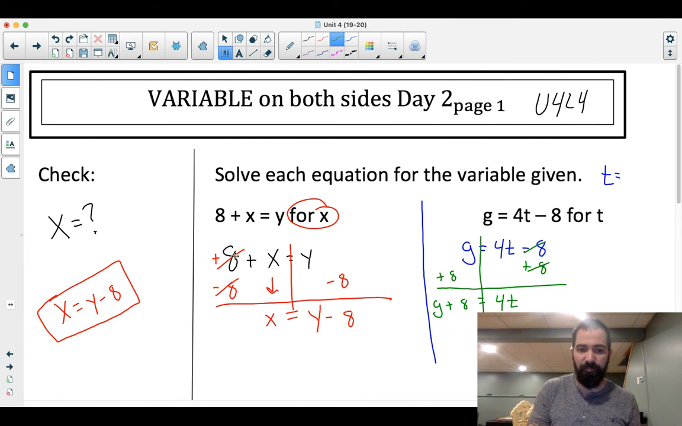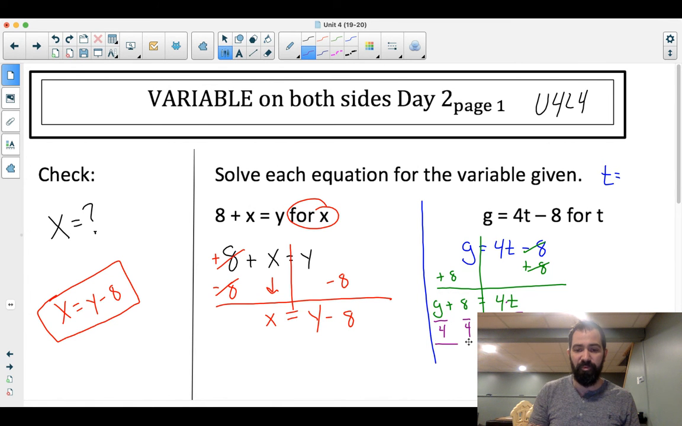You have one more step. Over here, we were done right away, but we have one more step here because we are multiplying 4 times t. Okay, to get rid of that, opposite of multiplication is division. But since I did that to one side, I have to do it to the other side, which means I have to divide both of the terms by 4. Every term on that side has to be divided by 4 as well.